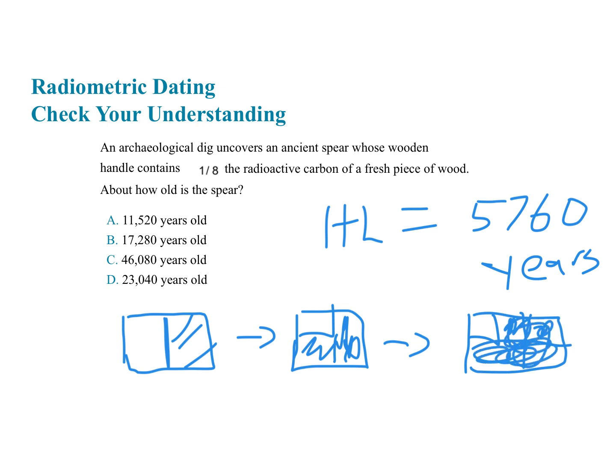So that tells us that if we have 1/8 of the original radioactive carbon, that's the carbon-14, that carbon has undergone 3 half-lives. And so if I multiply 3 times 5,760, that's going to be how many years old that spear is. And what we find out is that 3 times 5,760 is about 17,280 years. So that would be how old that spear would be.